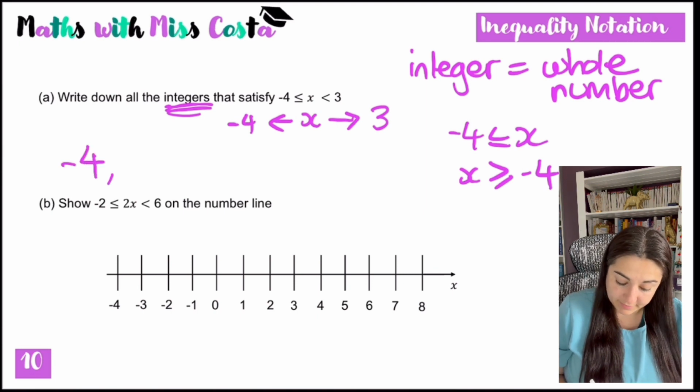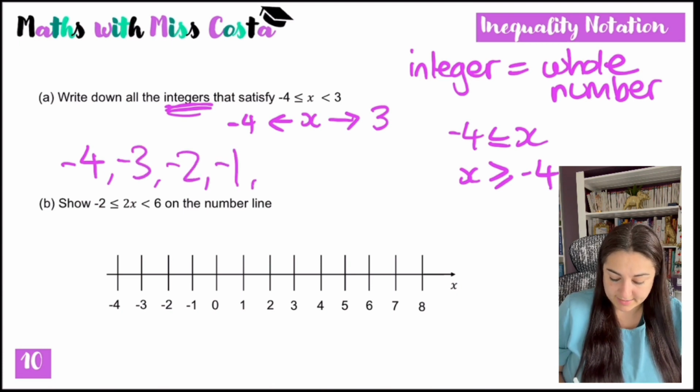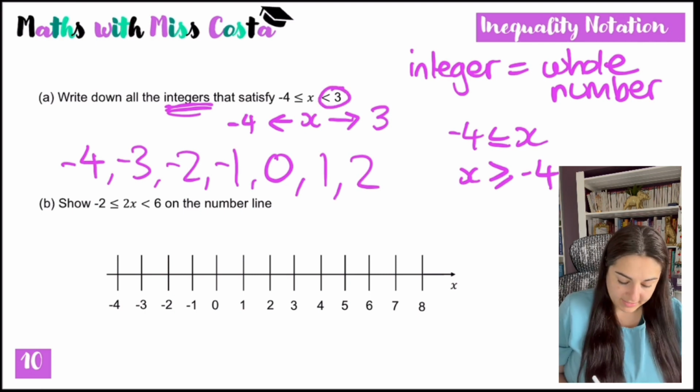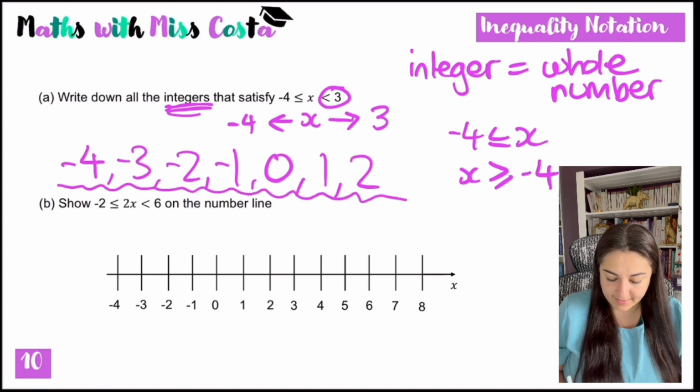So could x be minus 4? Yep. Could it be -3? Yep. Could it be -2, -1, 0, 1, 2? And then I'm told it's less than 3, which means it cannot be 3. So these are all of the integers that satisfy the inequality.